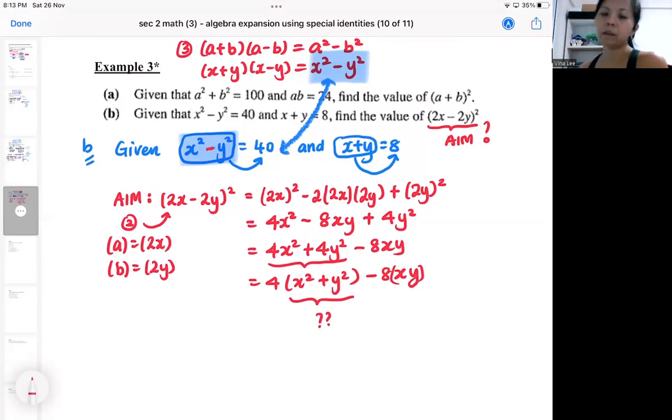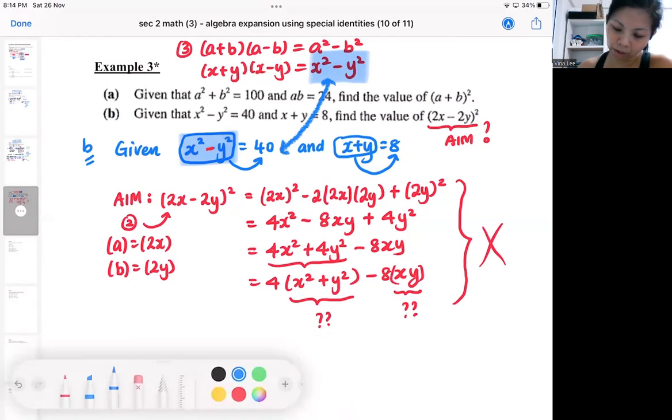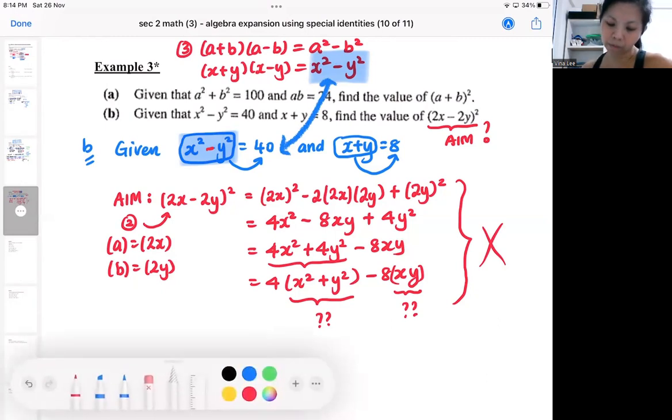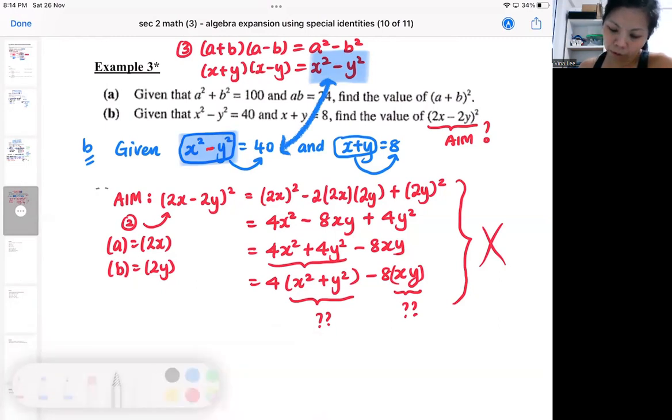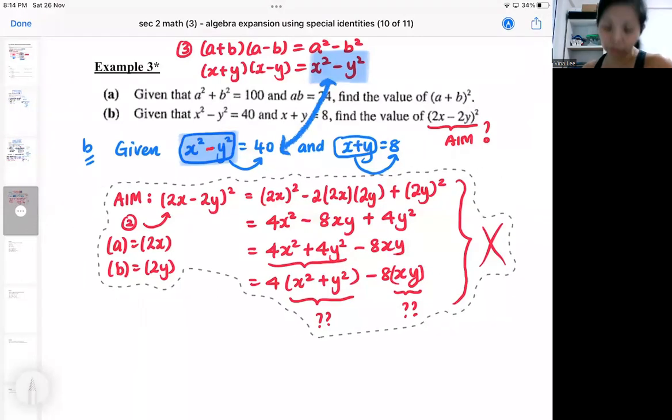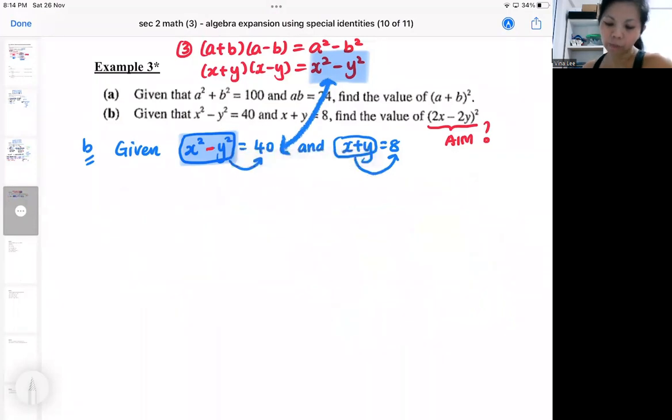After trying this, it doesn't work out because I really don't have x squared plus y squared, and I also don't have this. So I'm going to throw off all this plan and try whether this will help me or not. Let's get rid of this plan. Even though I didn't do anything wrong, I don't have the values for me to carry on, so I just have to change my plan.